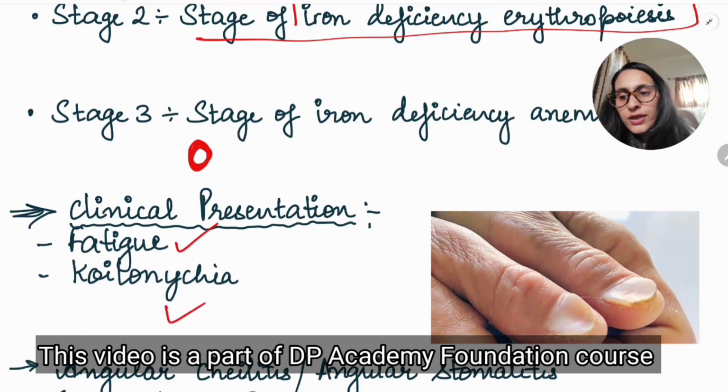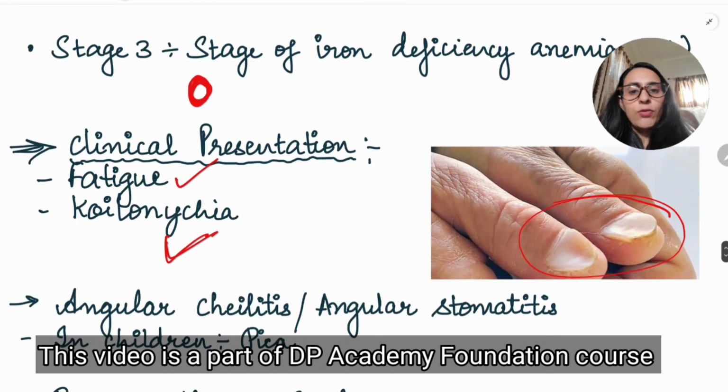Also koilonychia. Koilonychia is the one that is spoon-shaped nails. So spoon-shaped nails is the one. Normally what we see, nails are like this, right? Nails are like this. But here the nails become spoon-shaped. So you can see, make out, this is koilonychia. Also angular cheilitis. There is rupturing or dryness at the angles of the mouth.